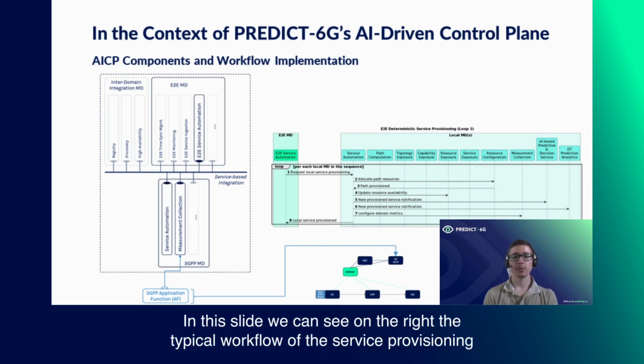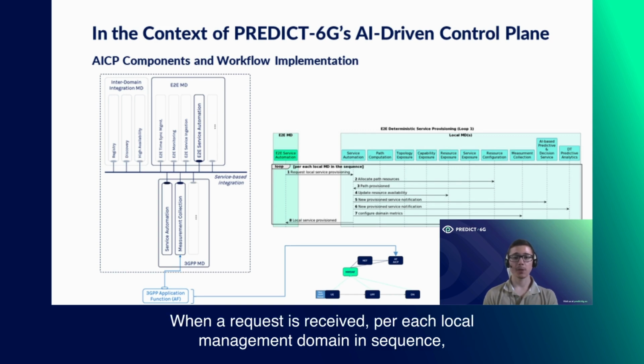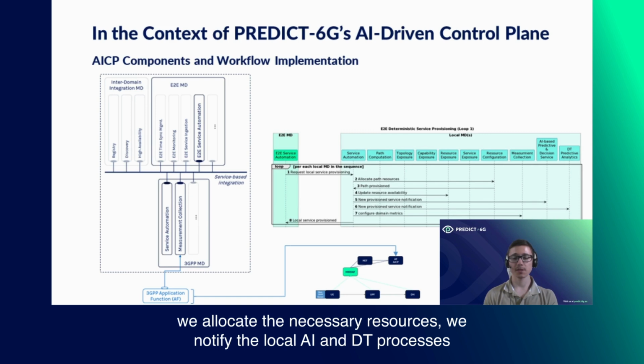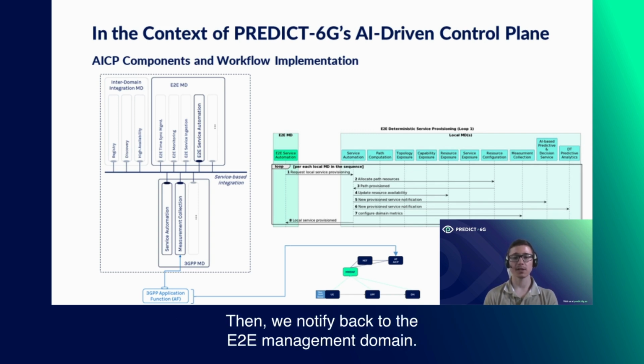In this slide, we can see on the right the typical workflow of the service provisioning for an end-to-end deterministic service. When a request is received, per each local management domain in sequence, we allocate the necessary resources, we notify the local AI and DT processes about the service provisioning, and we configure the monitoring. Then we notify back to the end-to-end management domain.